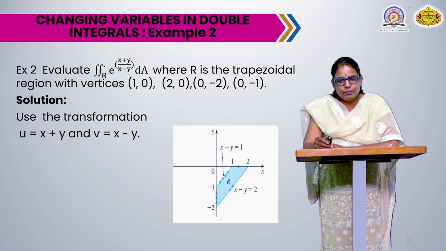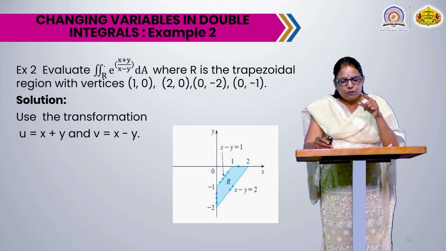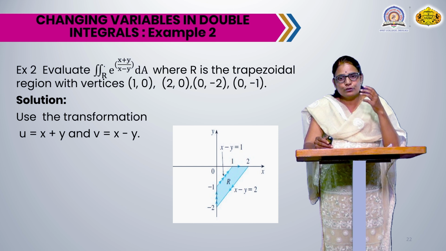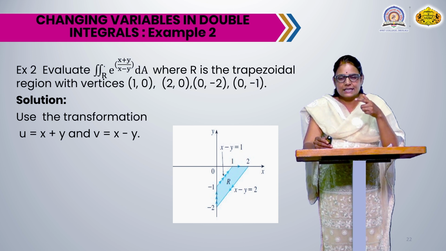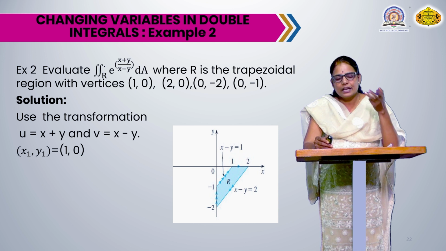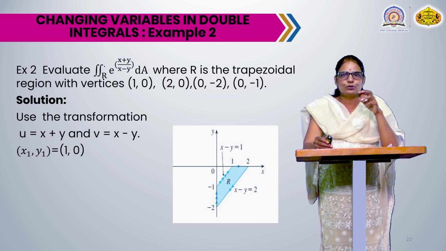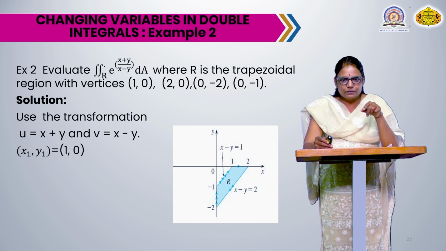But how do we write the equations of all these boundaries? We should know the boundaries of the region R also. Now we can clearly see two boundaries: one of them is the x-axis and another one is the y-axis. We want to find the other two boundaries, and for that we use the equation of a straight line passing through 2 points in the xy plane. Now suppose I want to find the boundary which is passing through the points (1, 0) and (0, minus 1).